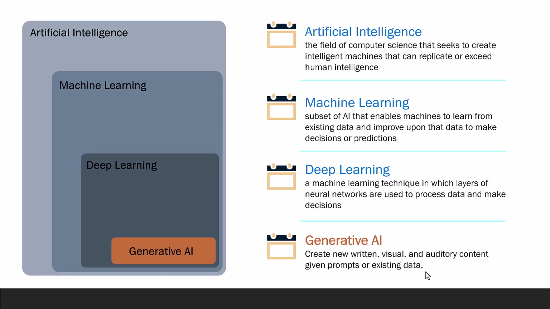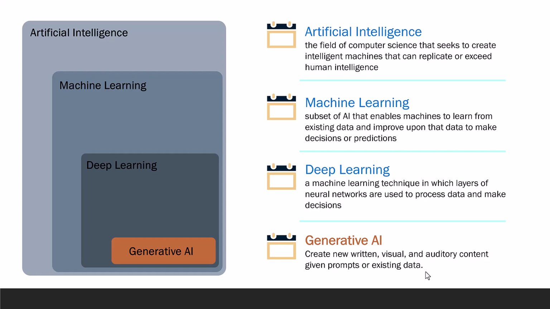So first of all, what is artificial intelligence or AI? It is a field of computer science that seeks to create intelligent machines that can replicate or in some cases even exceed what humans are capable of doing. They are typically designed to replicate functions that humans find tedious or menial, things that are very, very repetitive, and then therefore can potentially be done faster using artificial intelligence.